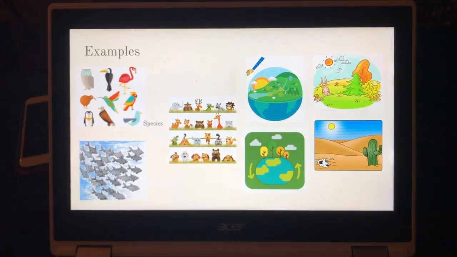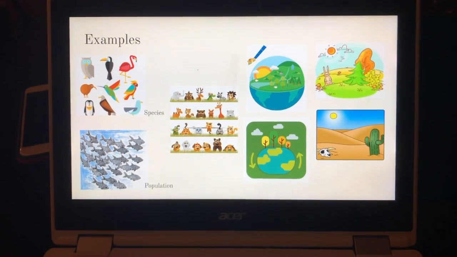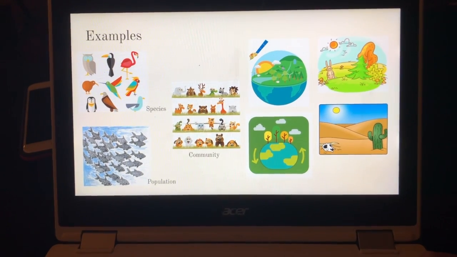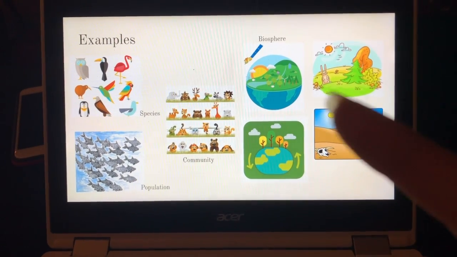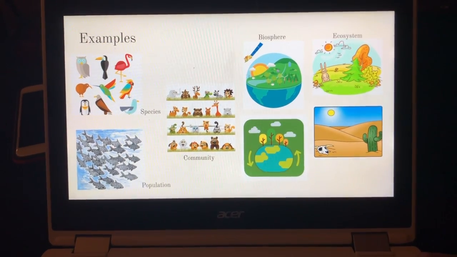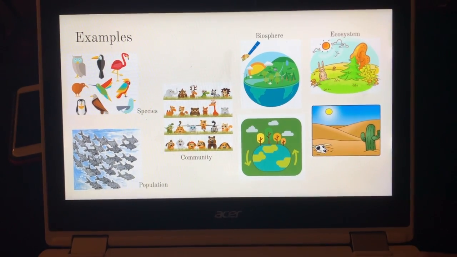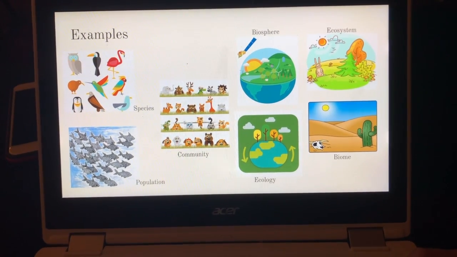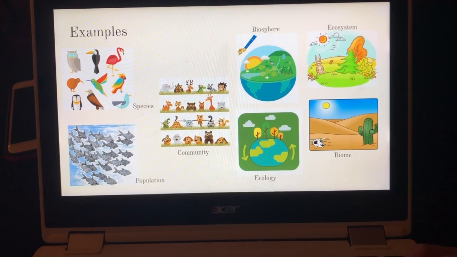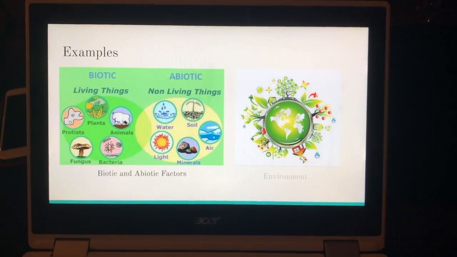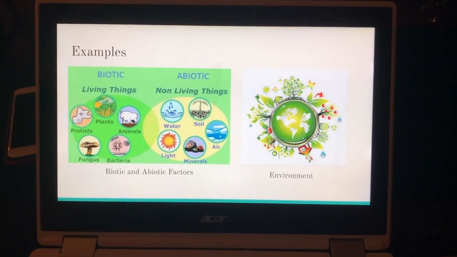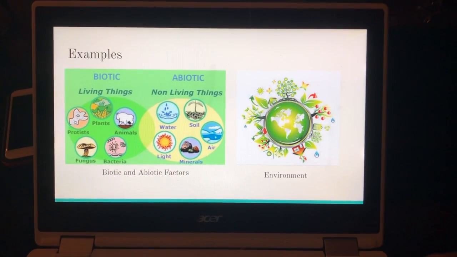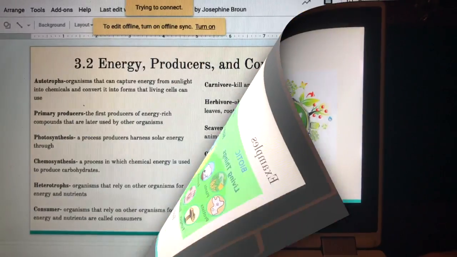This is an example of species. This is an example of population. This is an example of community. This is a biosphere. This is an ecosystem. This is a biome, and this is a diagram of ecology. This is a diagram of biotic and abiotic factors, and this is an example of environment.